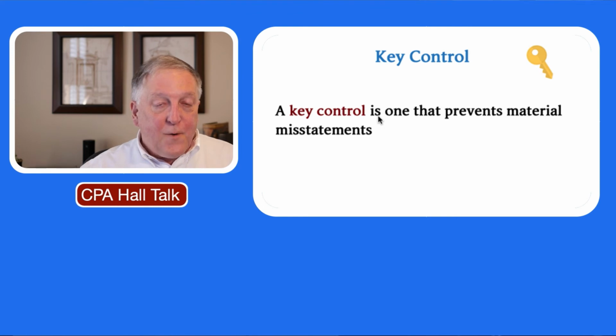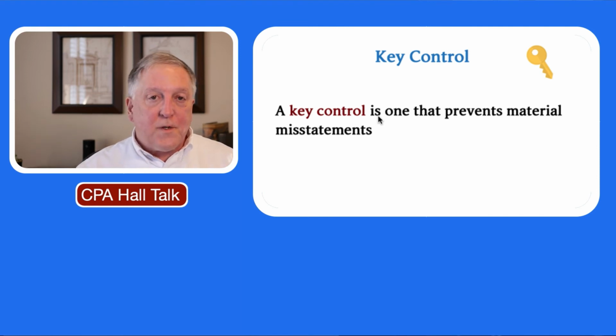And a key control simply is one that prevents material misstatements. As you do these walkthroughs, you're going to see a myriad of internal controls, and some of those are not really important. The important ones are those that prevent a material misstatement. So as you look at an internal control, ask yourself, does this control prevent a material misstatement? If it does, then I would say it's a key control.